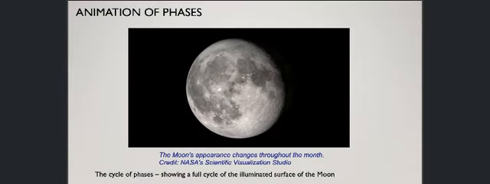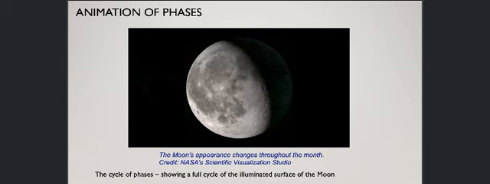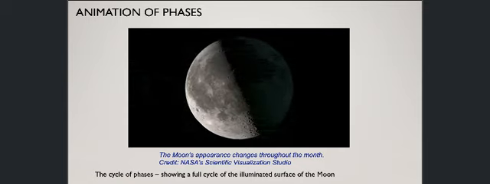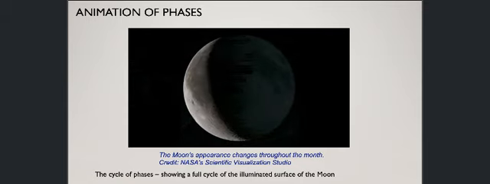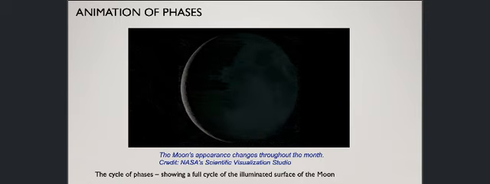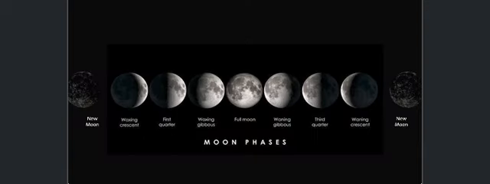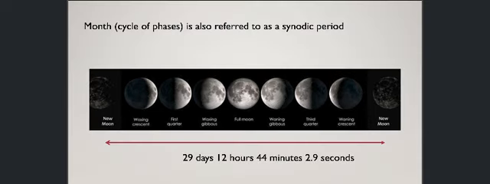You're looking at an animation of the cycle of lunar phases. We often refer to this cycle of phases as a month. The lunar cycle, or cycle of phases, begins and ends with a new moon. The cycle takes approximately 29 days to complete. The cycle of phases is sometimes referred to as the synodic period of the moon.